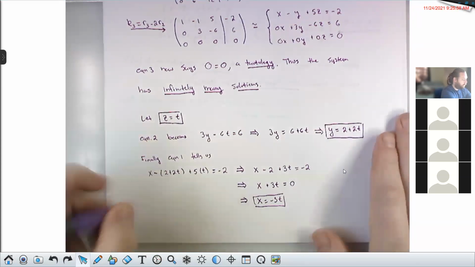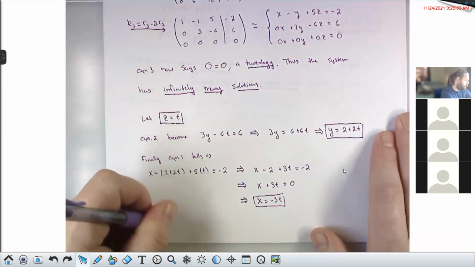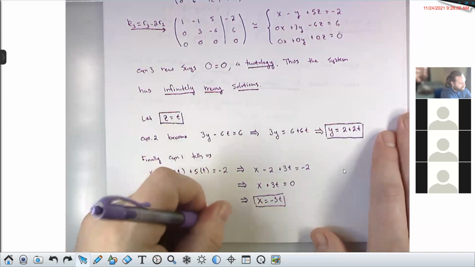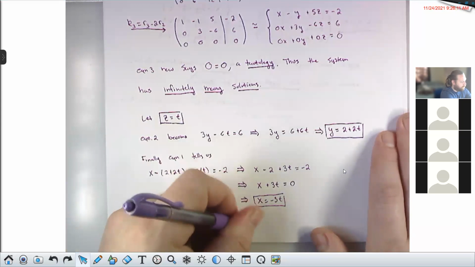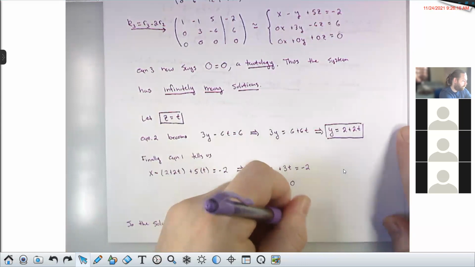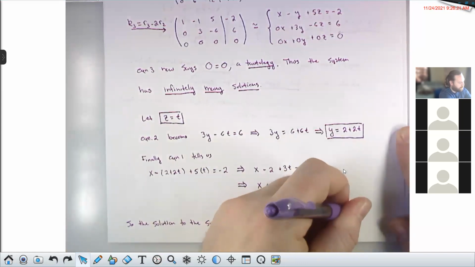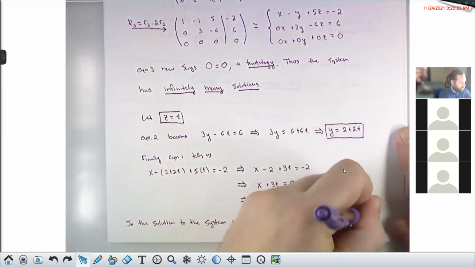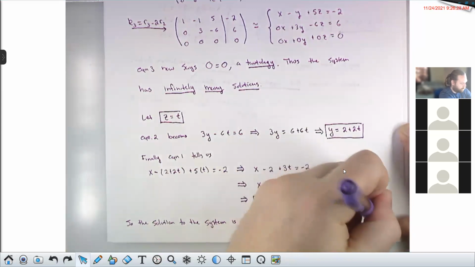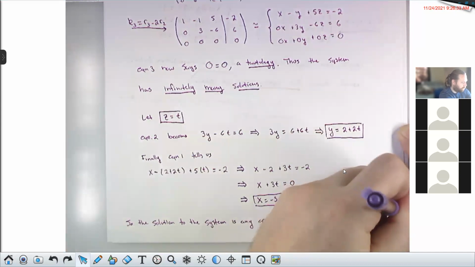So the solution here is any ordered triple of the form x, which is -3t, comma, y, which is 2 plus 2t, comma, z, which is just t.